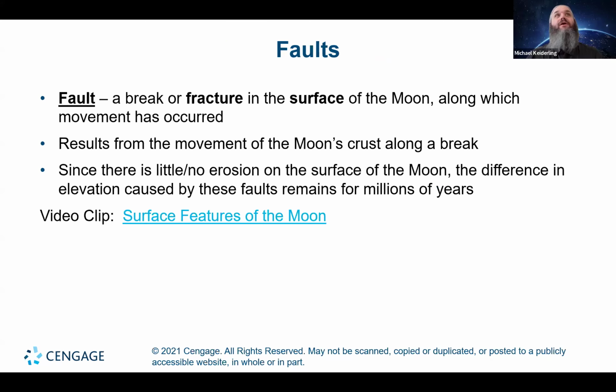And there are faults, or breaks or fractures in the surface of the moon along which movement has occurred. They result from the movement of the moon's crust along that break. And since there's little or no erosion on the moon, the difference in elevation caused by these faults remains for millions of years. Basically, if you have something that causes a shift along a fault, that's going to stick around for a very long time. It's not going to get easily worn away.